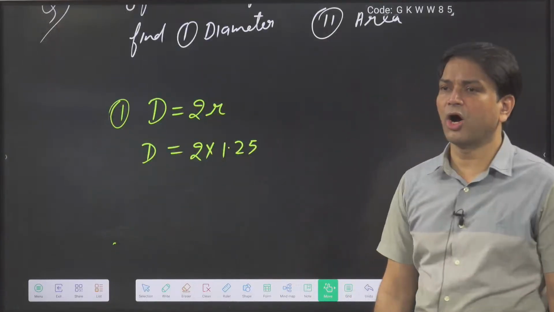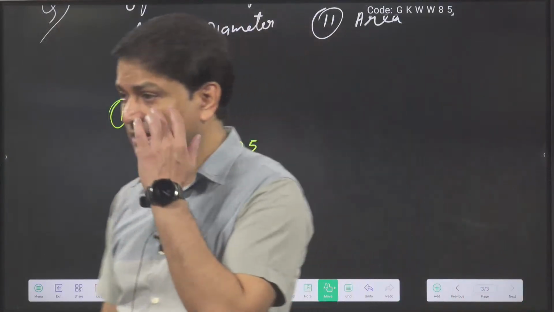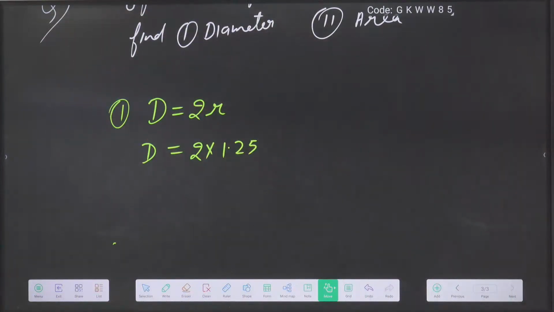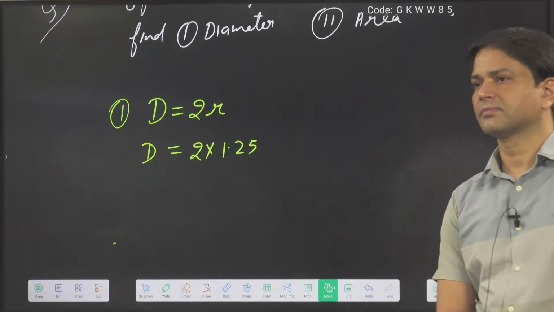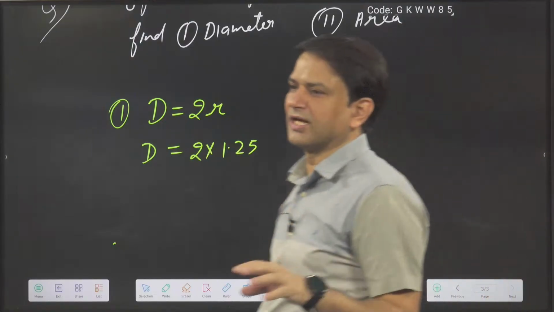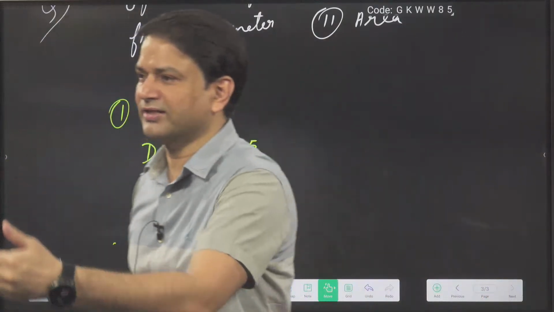So 2 has how many significant figures? So here one number is the 2, and one number is the 1.25. So 2 has how many significant figures? One, okay. So I will give a small example.